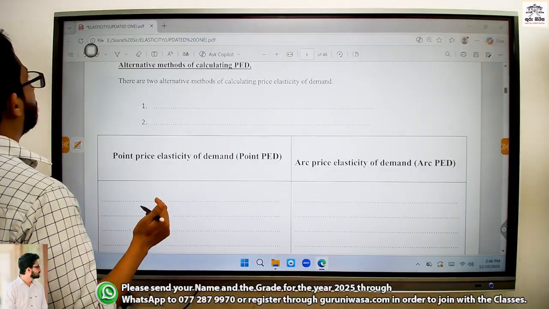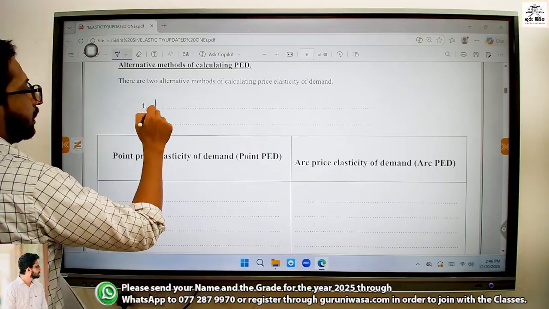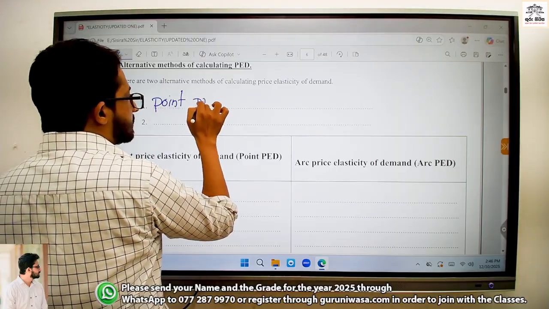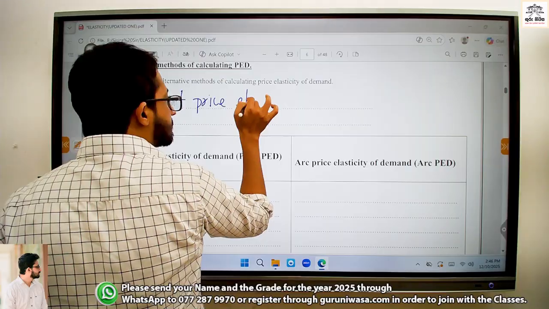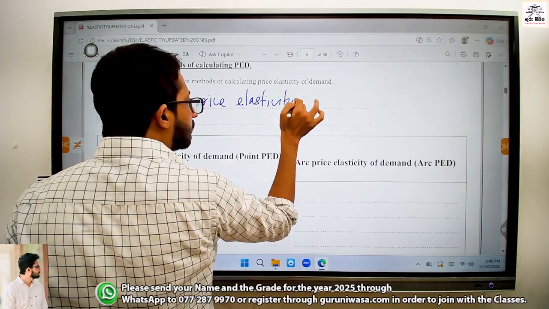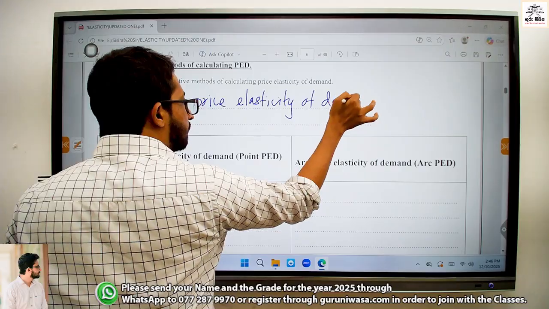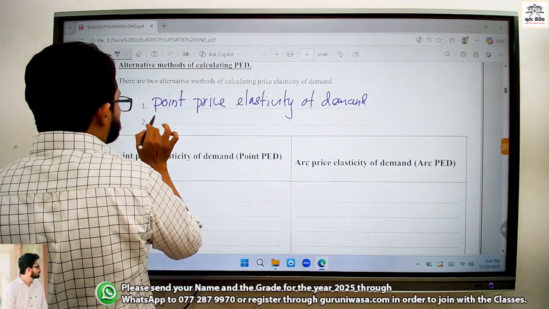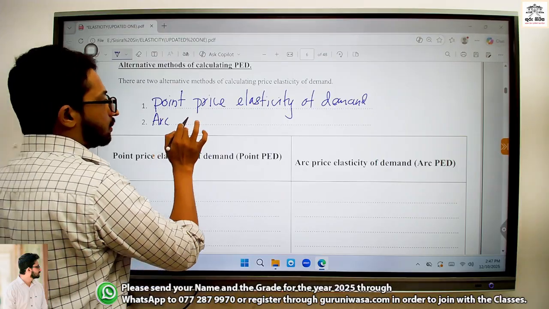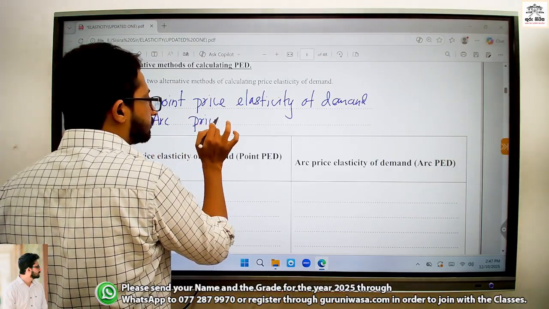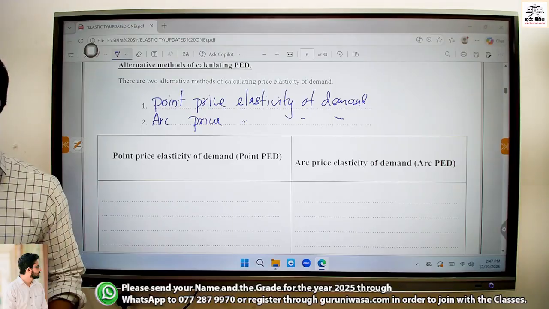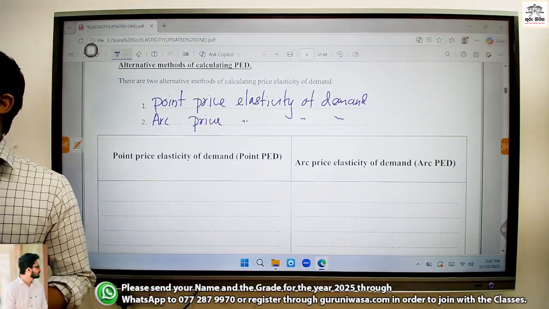Point price elasticity. And the second one, Lamai: arc price elasticity. Same concept, Lamai. These are the two methods of calculating PED.